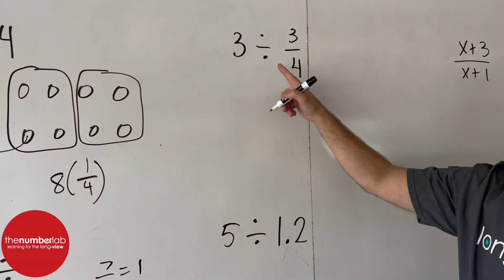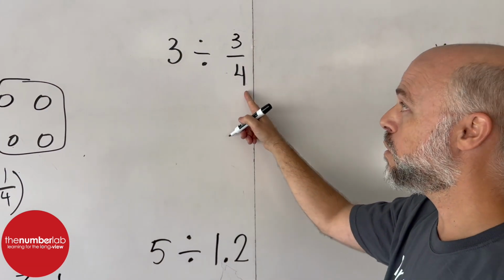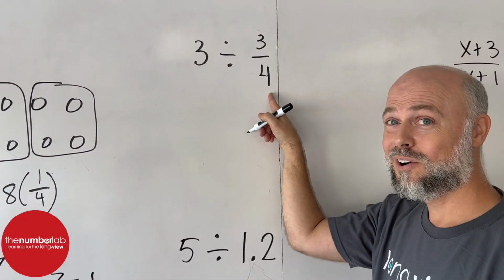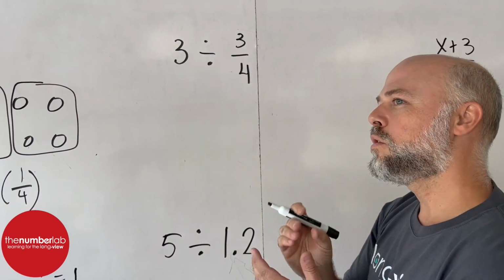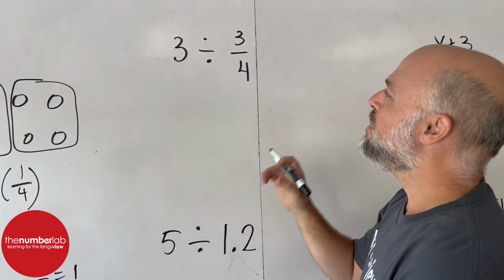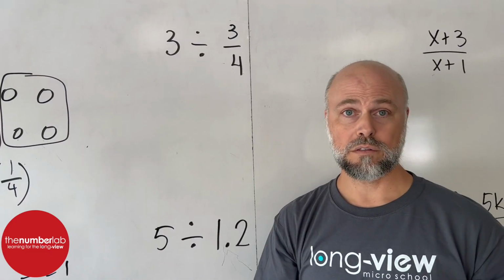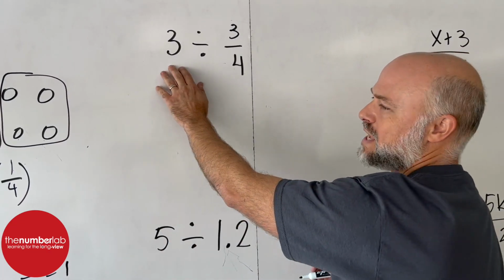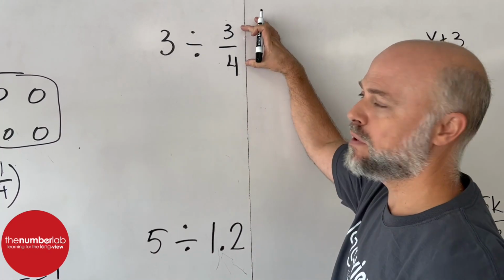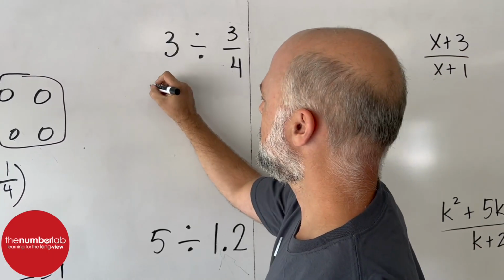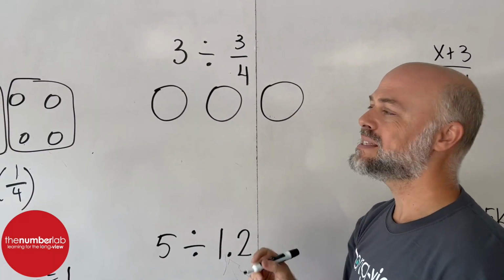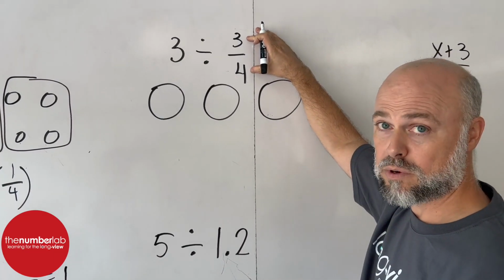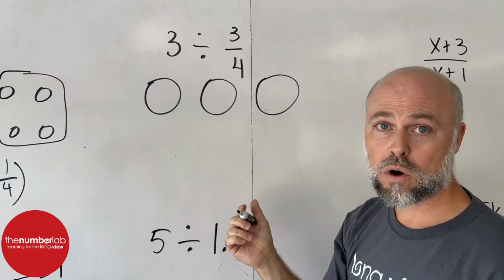Let's see again. 3 divided into groups of 3/4. Uh-oh. We have to divide into groups of 3/4. It'd be helpful if we had fourths. I've got 3 wholes, and I want to split it up into groups of 3/4. Well, let's check this out. Here's 3. And I'm drawing them a little bigger because I think if we're going to divide it into groups of 3/4, it'd be handy to have fourths.